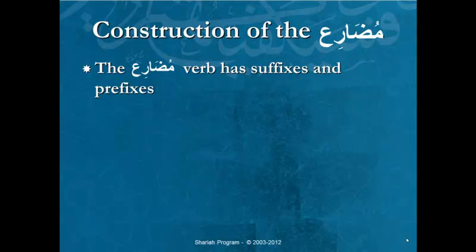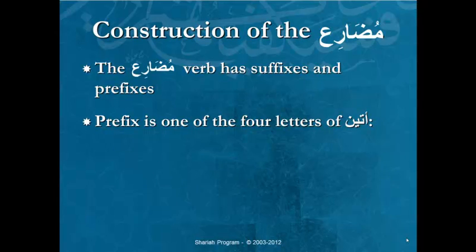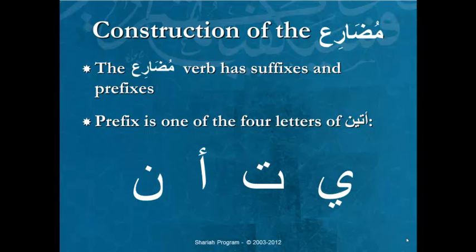Okay, so the mudari verb has suffixes as well as prefixes, or you can say that there's a letter at the front, one of 4 particular letters that need to be at the front, and they're contained in the acronym atayna. So either a ya will be at the front, a ta, a hamza, or a noon. A ya, a ta, a hamza, or a noon. And the purpose of this letter at the front is to first of all distinguish from the perfect, because the perfect one does not have it. So that's like fa'ala, fa'ala, fa'alu, no letter at the front. This one has a letter at the front.